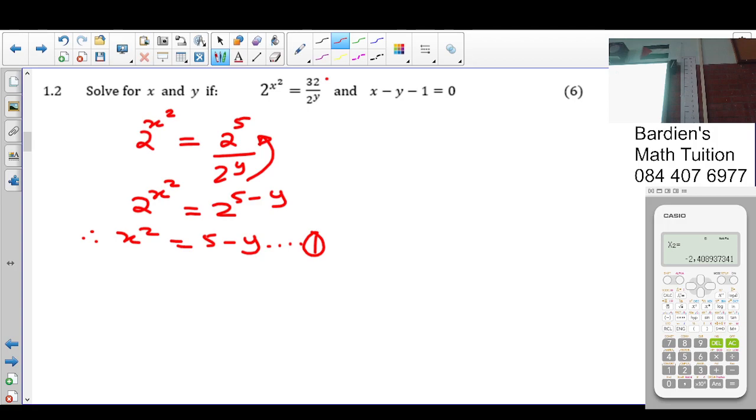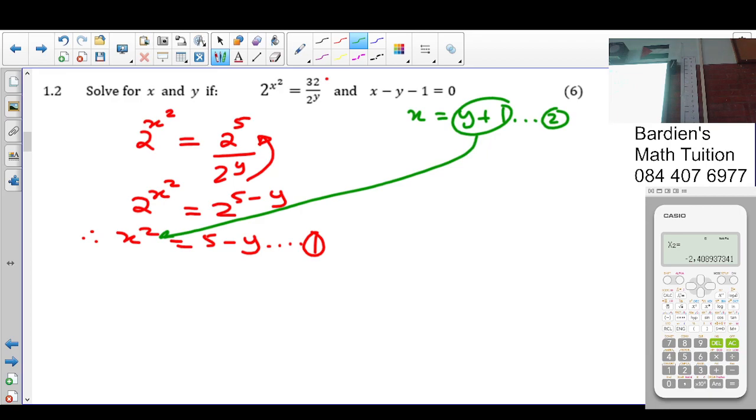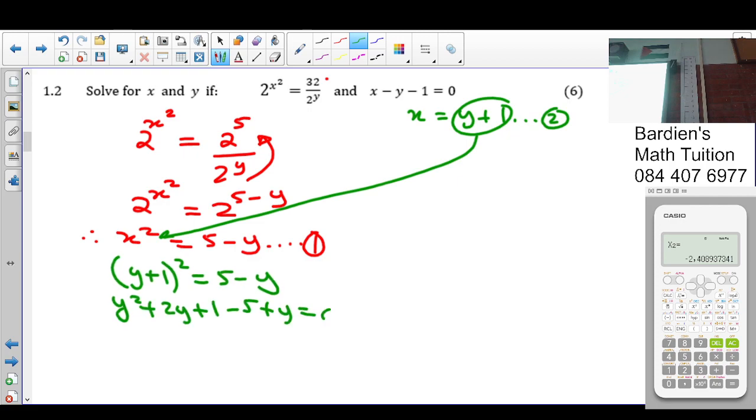On the other equation, we make x the subject of the formula, so x is equal to y plus 1. And this is equation 2. So whenever you substitute x, you put the y plus 1. In other words, we have (y + 1)^2 equals 5 minus y. Solve for y, so it's going to be y squared plus 2y plus 1 minus 5 plus y is equal to 0. So y squared plus 3y minus 4 is equal to 0.